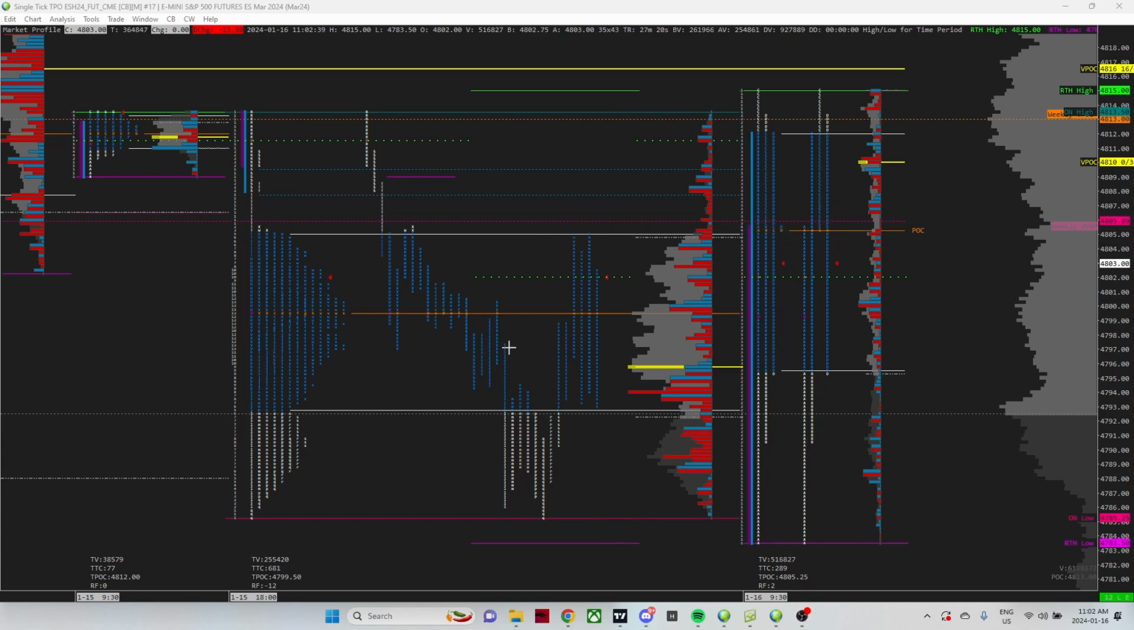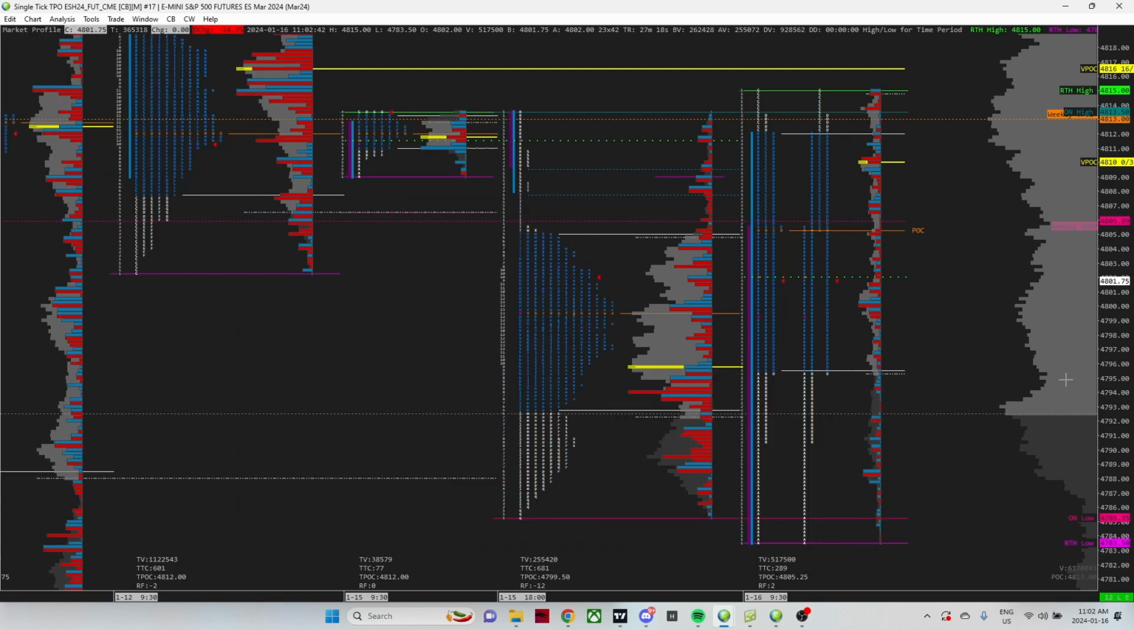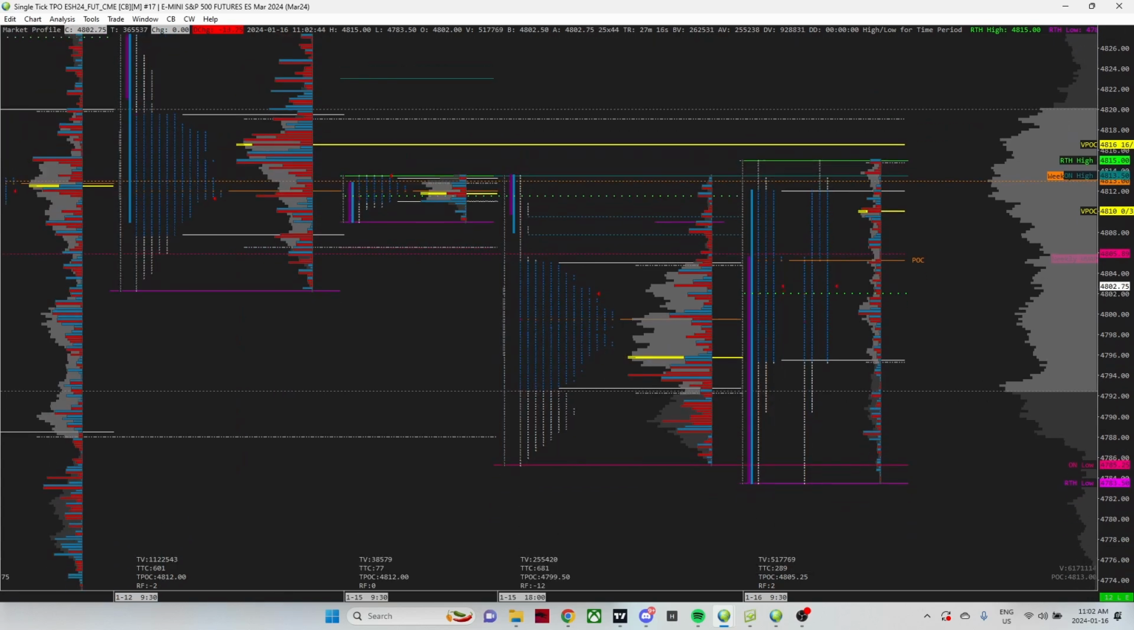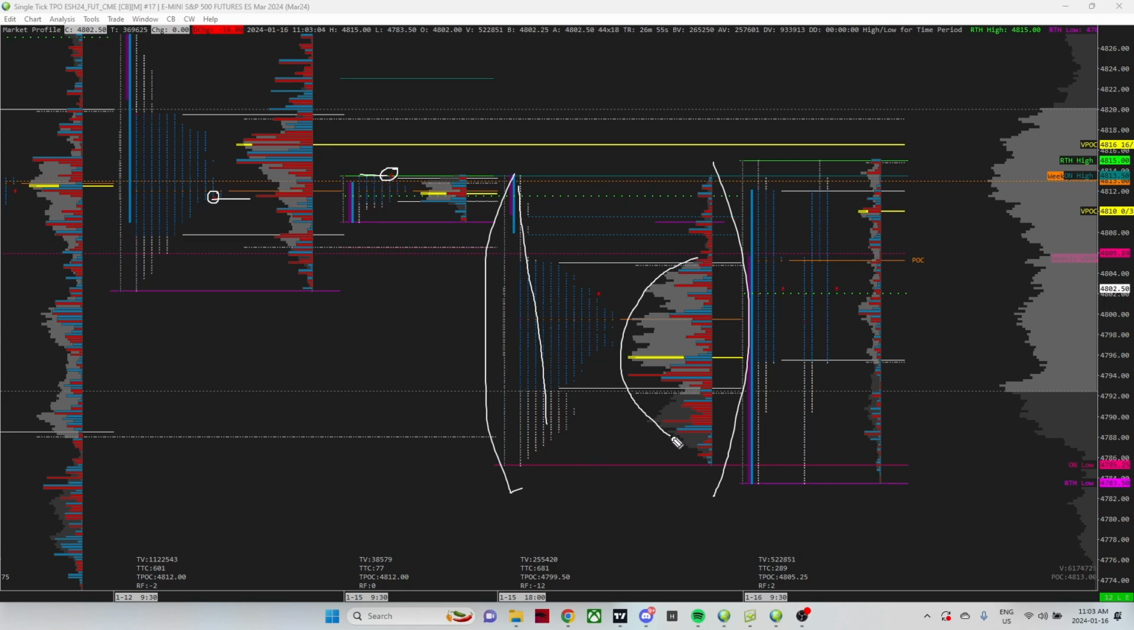Now, in the room, what we did today was we analyzed the TPO chart and we said that inventory for the day is short. How do we know inventory for the day is short? If we look at this right here, which is the on session, we look at Friday's close and Thursday's close from last week. All of the price action is trading below Thursday and Friday's close. All of the volume is being done below Thursday and Friday's close.